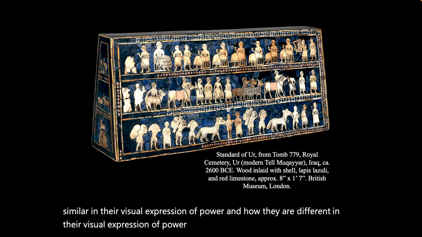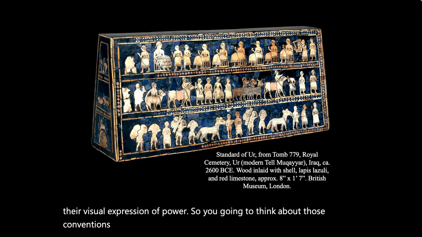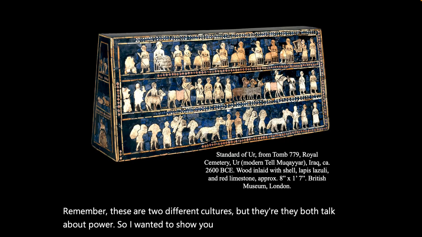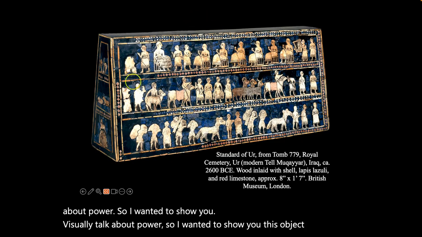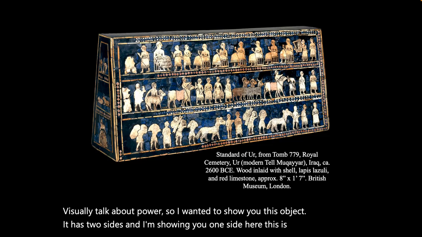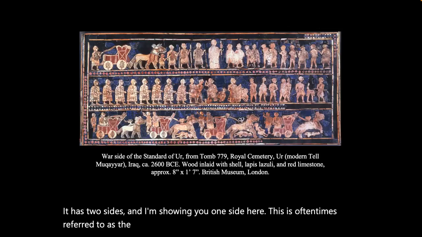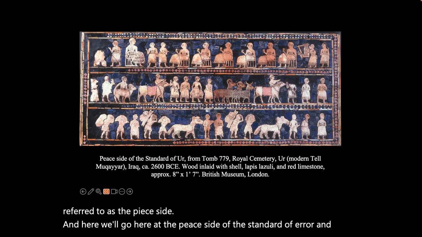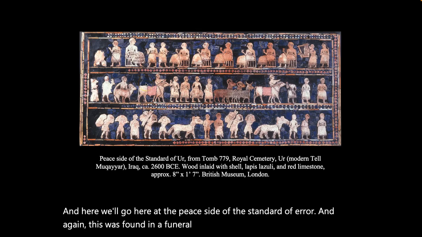So you're going to think about those conventions, you're going to think about what's similar, what's different. Remember, these are two different cultures, but they both visually talk about power. So I wanted to show you this object. It has two sides, and I'm showing you one side here. This is oftentimes referred to as the peace side of the standard of Ur. And again, this was found in a funerary context. It's found in a tomb, essentially found in the royal cemetery.